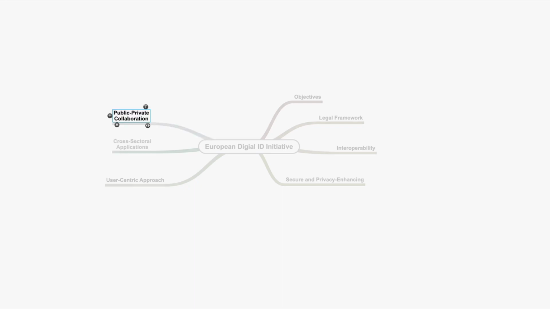Now, let's talk about public-private collaboration. The European Digital ID Initiative involves collaboration between public authorities, private sector stakeholders, standards organizations, and technology providers. This multi-stakeholder approach ensures the alignment of interests, fosters innovation, and promotes the adoption of digital ID solutions across the EU.